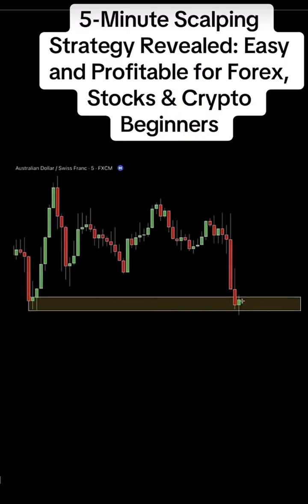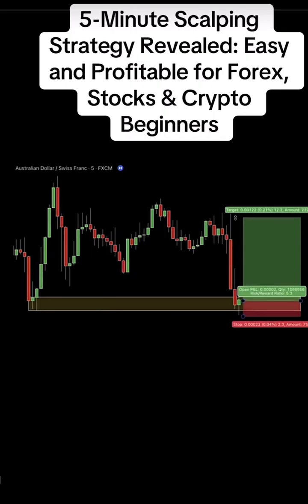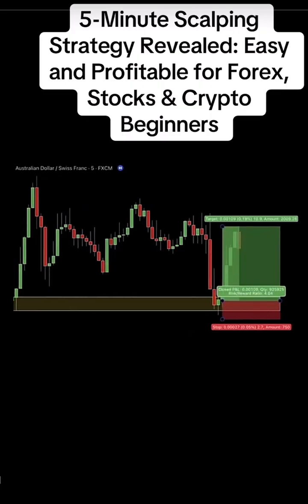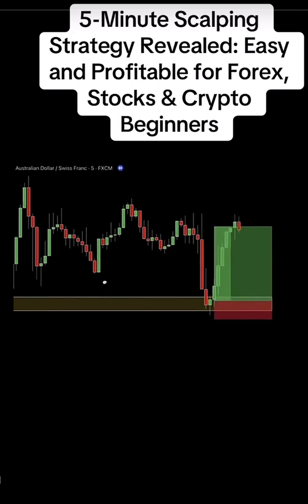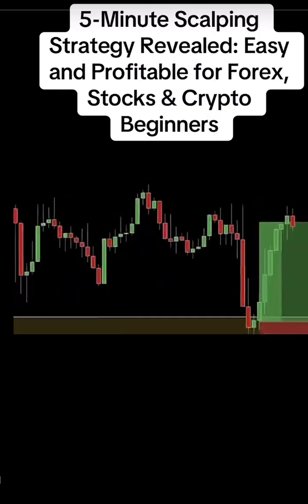Here's what to do. Place your entry at the close of the pin bar. Set your stop loss just below the pin bar wick. Target the next resistance level as your take profit. Once these are set, use the set and forget approach. Either the trade will hit your target or stop loss, with no need to constantly monitor. Take a look at what happened next. The market moved exactly as we expected, going in the targeted direction, confirming the strength of this strategy.